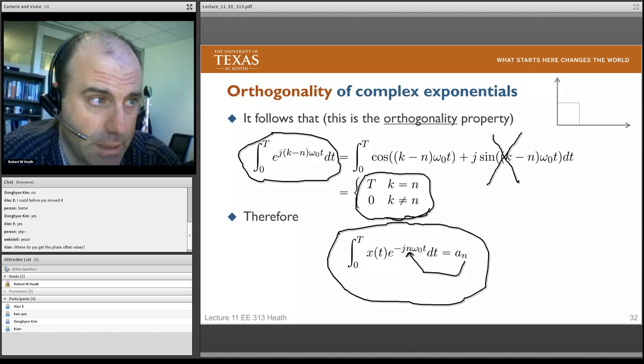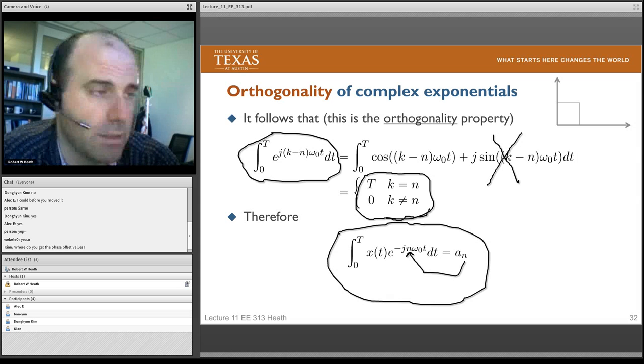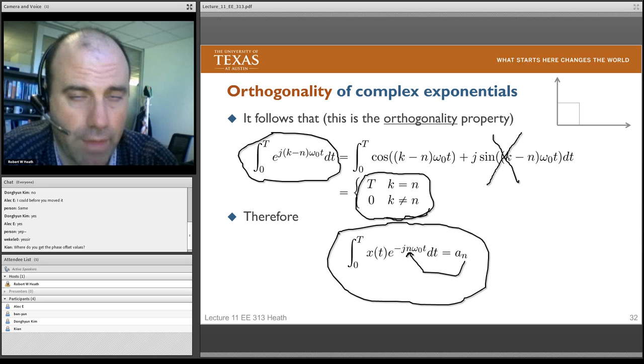It's basically just, we're just saying that these two functions are orthogonal in some sense. And specifically, if I integrate over one period because they're periodic, then these guys are orthogonal. And it's orthogonal exactly in the same way that two vectors that are orthogonal have an inner product of zero.